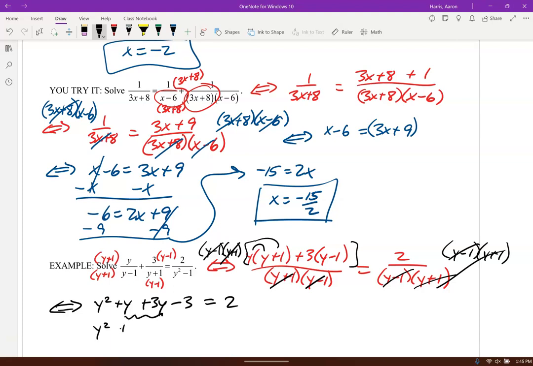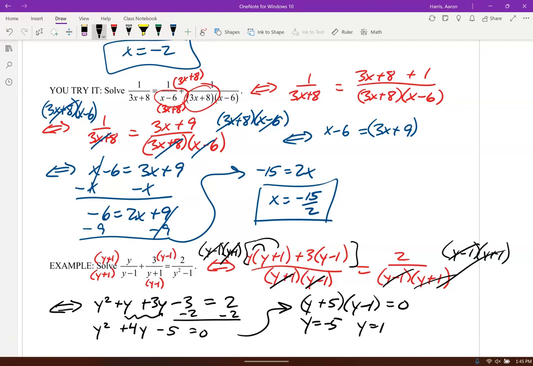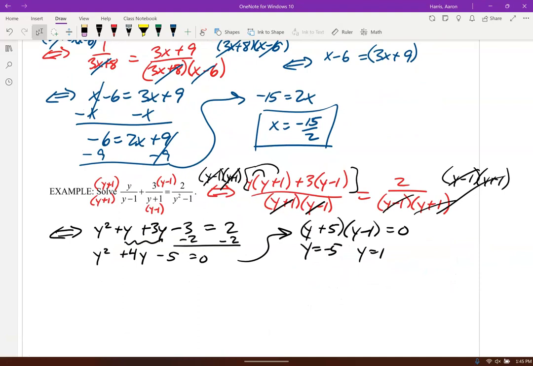So I got y squared plus 4y. I do want to get, this is a quadratic, I want to get one side equals 0, minus 5 equals 0. That'll factor into y plus 5, y minus 1 equals 0. So it looks like negative 5 and 1 are our proposed solutions. Let's look at the original.